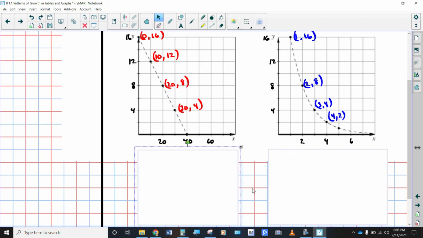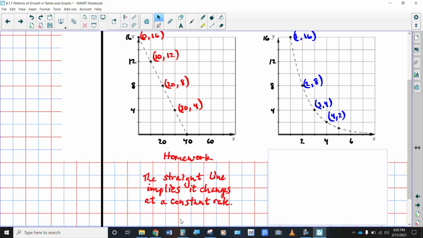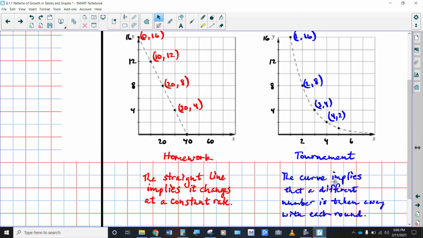Well, if you said that the straight line is the homework, that is correct. The straight line implies constant growth. This one must be the basketball tournament. The curve implies that a different number is taken away with each new round. So the number of teams that go home after each round is declining.